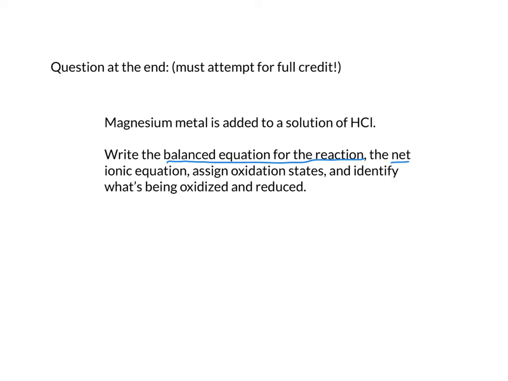Then I want you to write the net ionic equation for the reaction that's happening. So write out the complete ionic, figure out what's changing and what's not, and then assign oxidation states to all species. You can do this from the balanced equation, or you can do this from the net ionic, and then identify what's being oxidized and what is being reduced, okay?